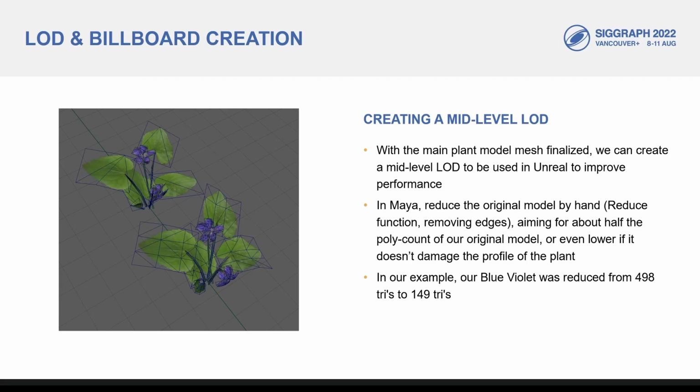We'll remove edges where they're not necessary, like maybe on the stems and the cylinders. We'll use the reduce function a lot on face groups to have control over where we're losing polys. But generally, we want to aim for about half the original poly count of our mesh, or even lower if it's not damaging the profile and the way the plant looks from afar. With our blue violet here, we started with 498 and ended with 149, which is a really good reduction. And at a distance, it's imperceivable.